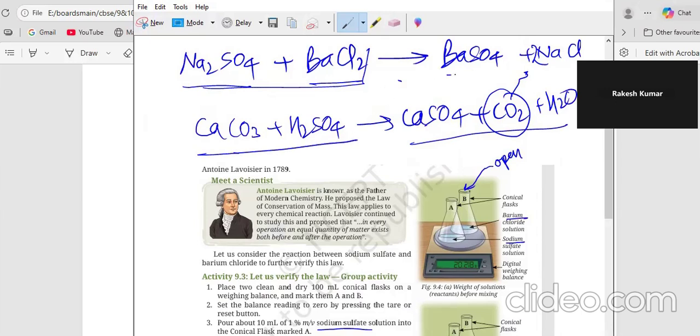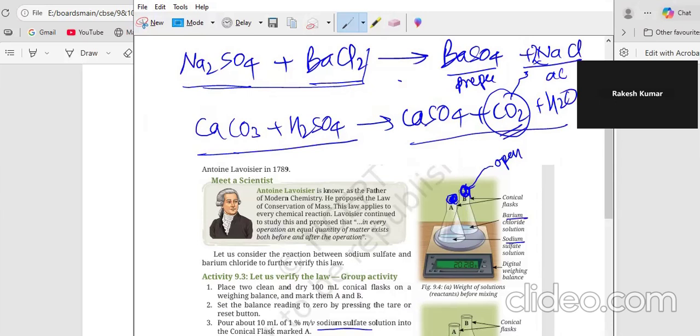But here, this is a precipitate, and this is an aqueous solution, no gas. So the mass is conserved. You can do it in the open. Otherwise, you should have put a cork here, so that the CO2 doesn't escape, if you are doing a gas reaction. But there's no gas reaction.